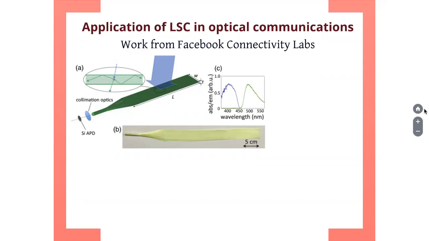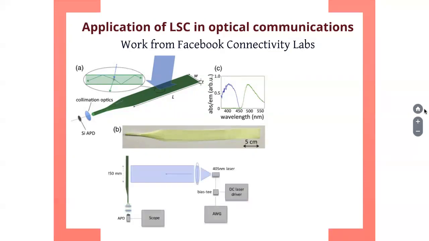And here you can see the same plots as I showed before, right? You have an absorption in the blue, so this is the blue, emission in the green. Okay. Then this is what's detected by the silicon APD. This is the signal coming in from the laser. Okay. Yeah, more details of their system.